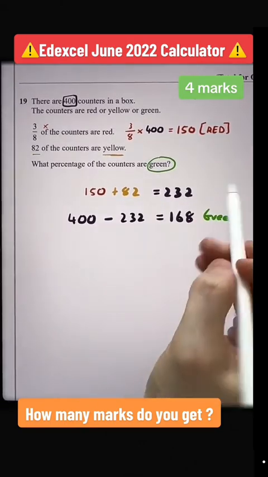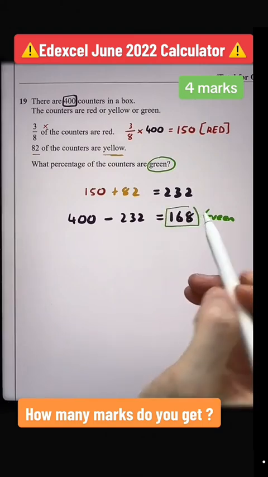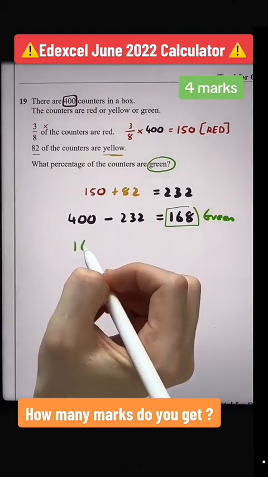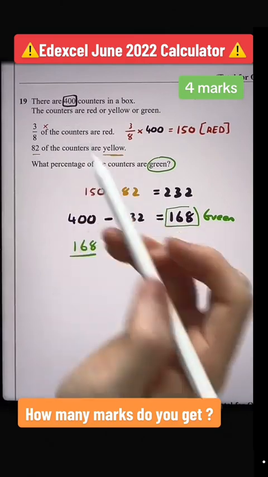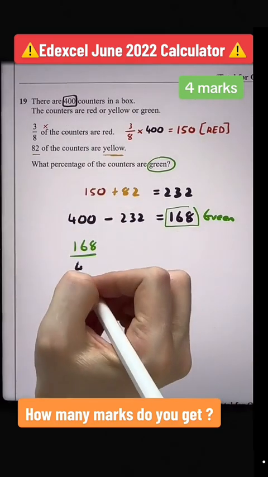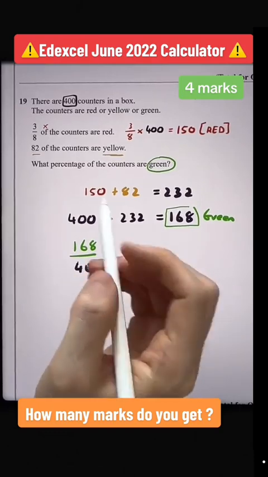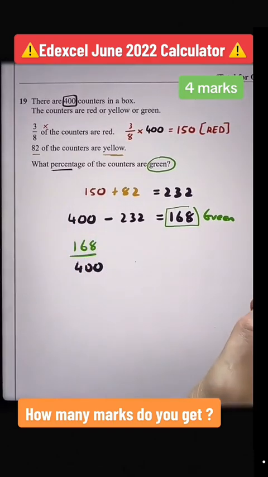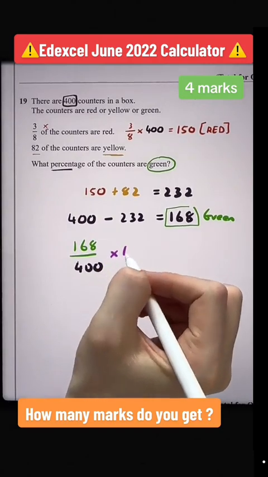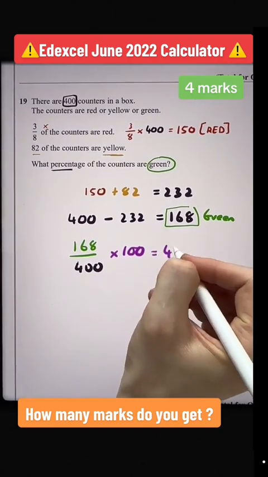As I want to work out the percentage of green counters in the box, it's going to be the number of green counters in the box, in this case 168, divided by the total number of counters in the box, which in this case is 400. As I want it as a percentage, well, percent means out of 100. So therefore, I'm going to multiply my answer by 100 to get a percentage. That comes out to give us 42%.